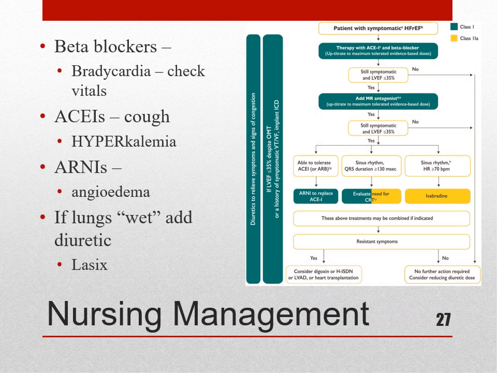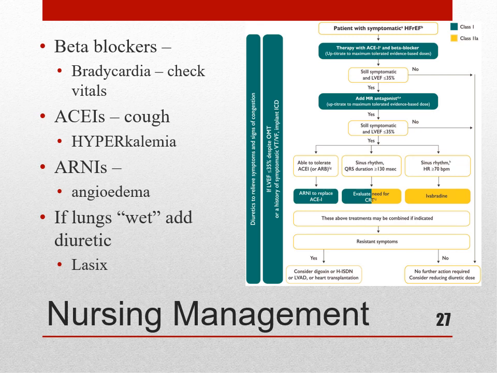So our drugs of choice will be the beta blockers. Remember, if you give a beta blocker, we always have to watch the heart rate. You hold the drug if the heart rate is less than 60, because beta blockers do cause bradycardia. If you have an ACE inhibitor, we just talked about the hyperkalemia. ACE inhibitors also tend to cause that cough because of the bradykinin breakdown. And then the ARNIs, the angioedema, or the facial swelling. That's really what angioedema is. So those are the drugs of choice.